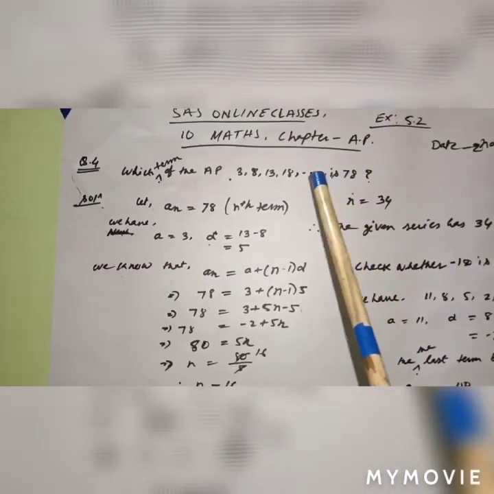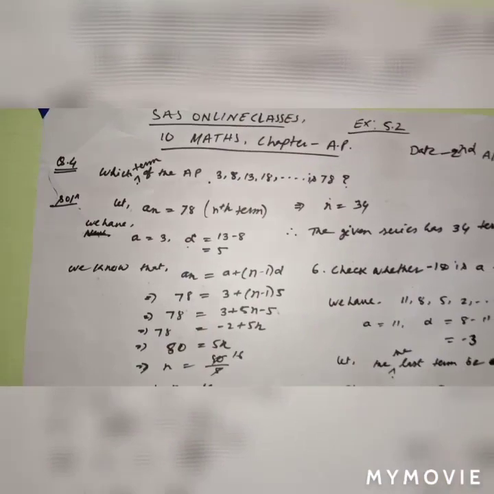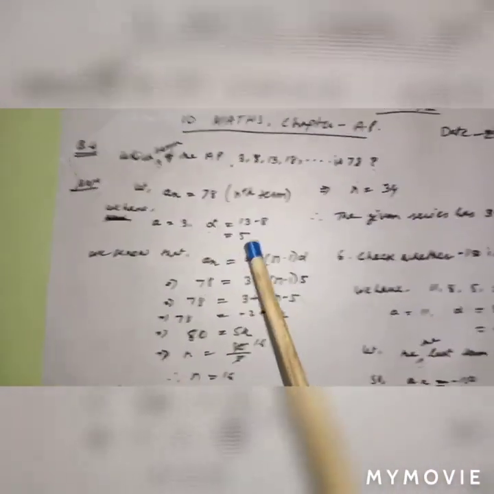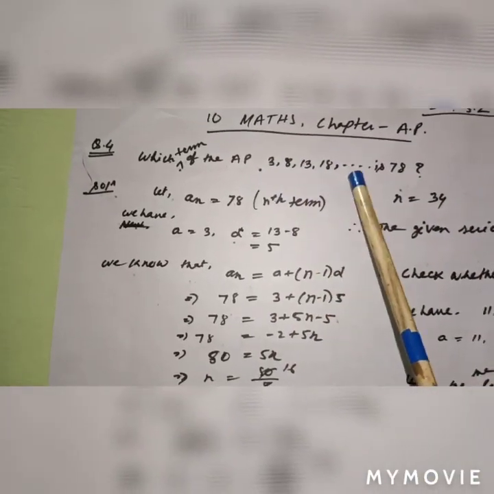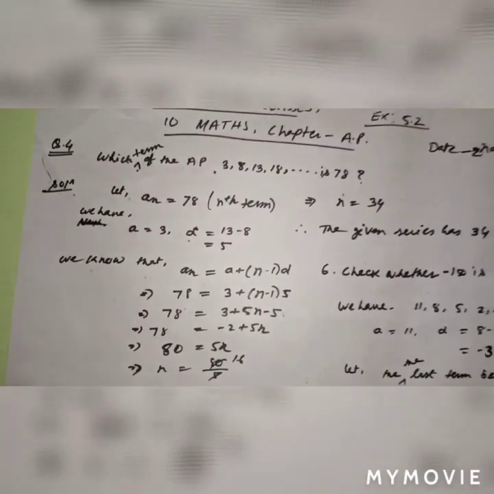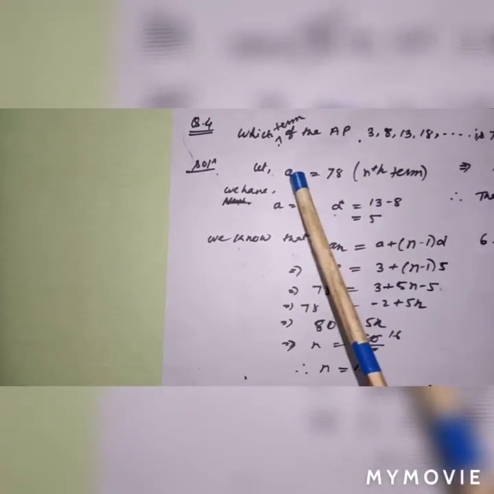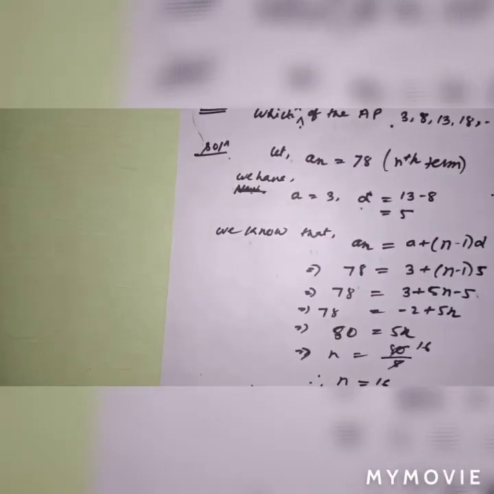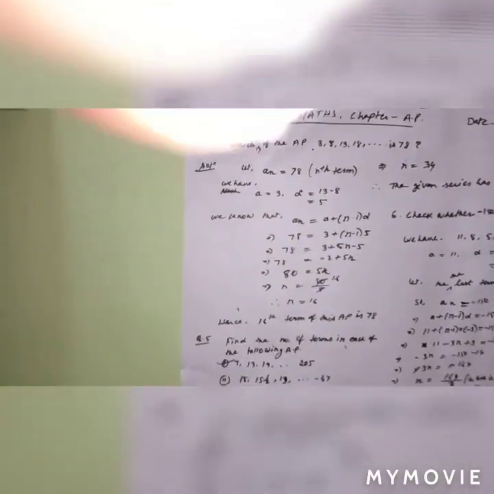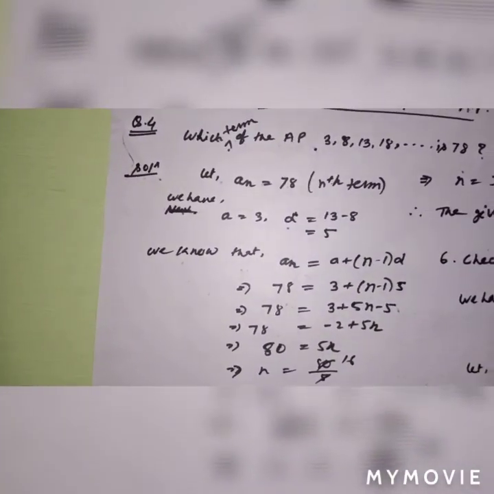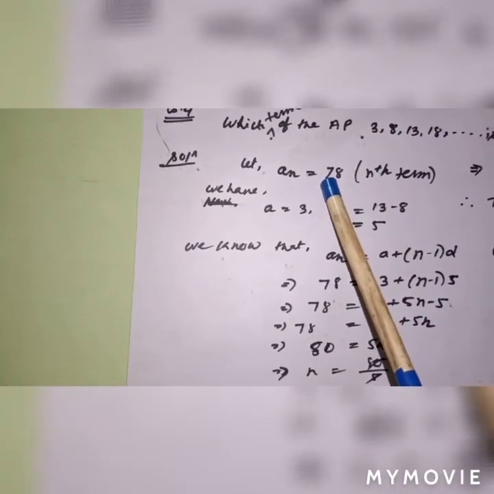Here they are asking which term of the AP is 78. The 70 is not the last term, and this is not a finite AP. In 3, 8, 13, 18, dot dot dot, at some point you will get 78. Which number of term is 78? Suppose the nth term, or last term, is 78.